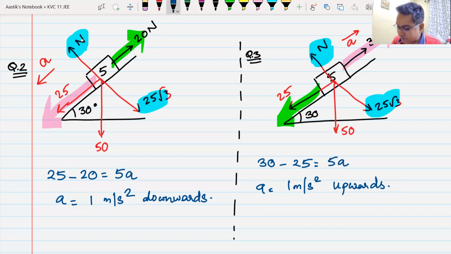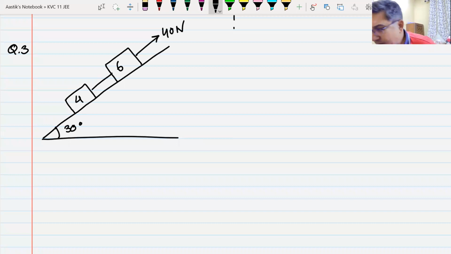Now you have this question coming up. Everybody noted the previous one? Now, instead of one block, I will not give you more than two, because if I just make three, it doesn't make any difference. The concept remains same. Now I have two blocks, 4 kg and 6 kg attached like this.